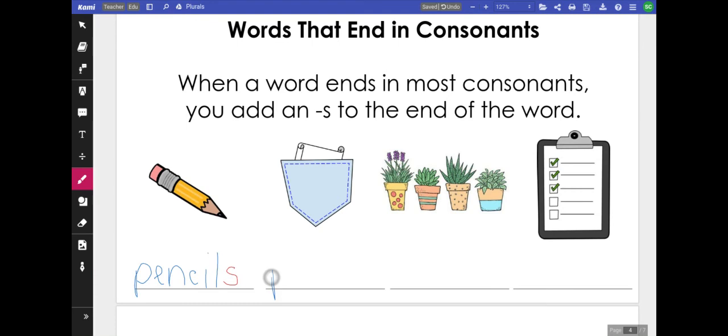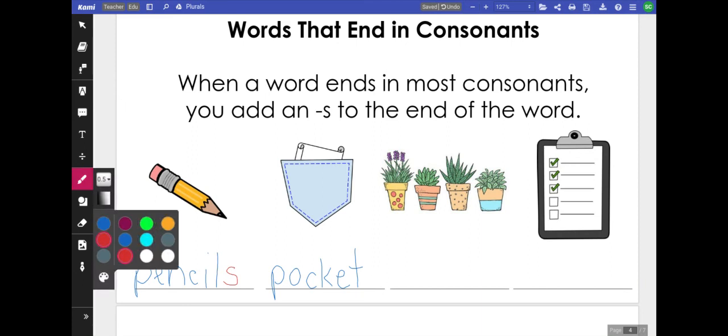Let's sound it out. P, pa, pock. We have a CK there. Pock, pocket. And again, we just add the S and we have pockets. Let's do our next word. Plant. P, pla, plan, plant. And if we add the S, we get plants. And finally, list. L, li, list. And add an S, and we have lists.